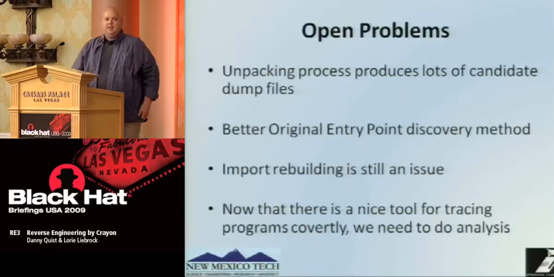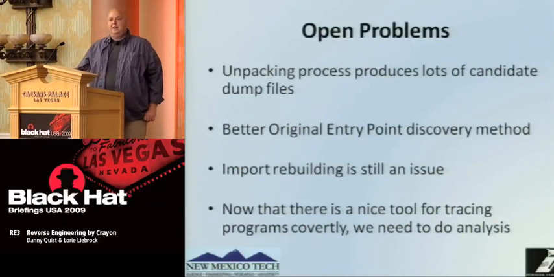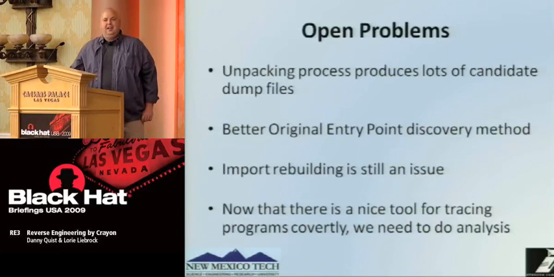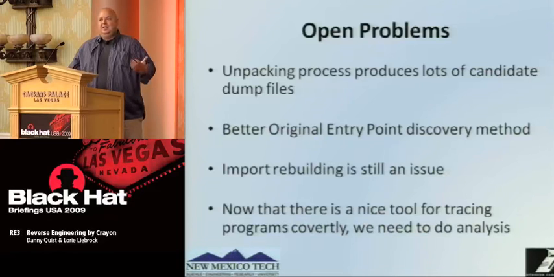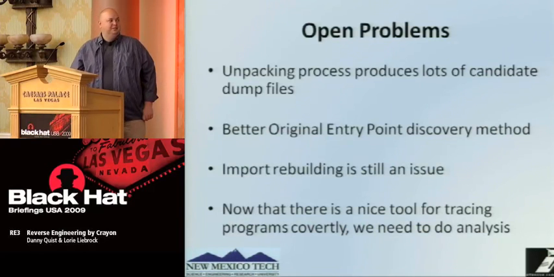Okay. There are some problems with Ether. The biggest thing is that the unpacking process generates a lot of candidate dump files. In this case, it was only 2, but I've seen in other packers that are a lot more difficult, there can actually be hundreds inside of there. So you want something that's actually going to generate some good stuff. So we need a better method to discover the original entry point.